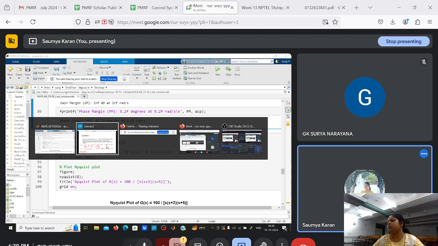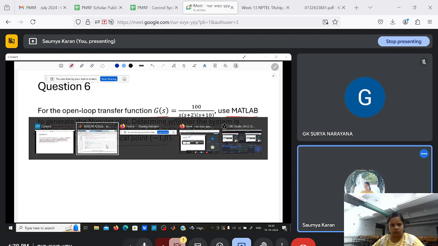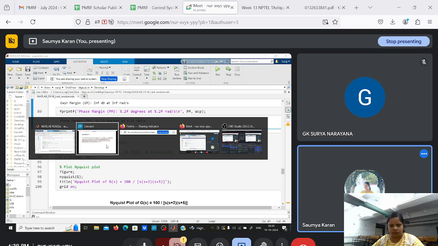For the open loop transfer function, G(s) is equal to this, use MATLAB to generate the Nyquist plot. Determine whether the system is stable using the Nyquist criterion, and indicate if there are any encirclements of the critical point, -1, 0. Okay. So what do we actually know about Nyquist plot? Some common points.